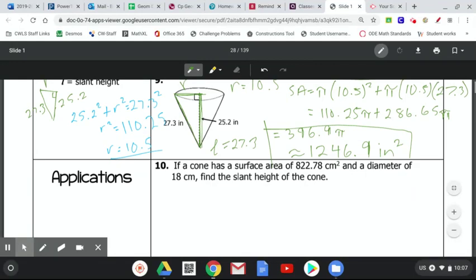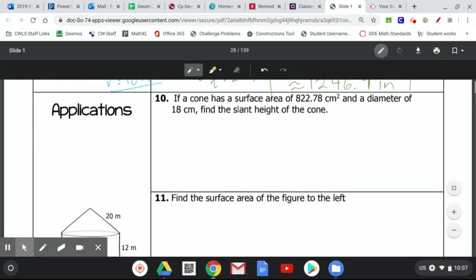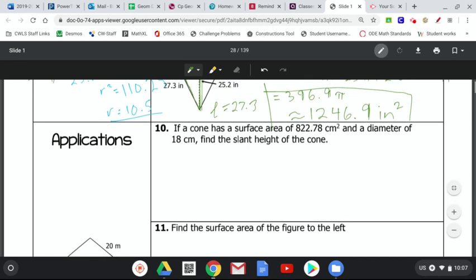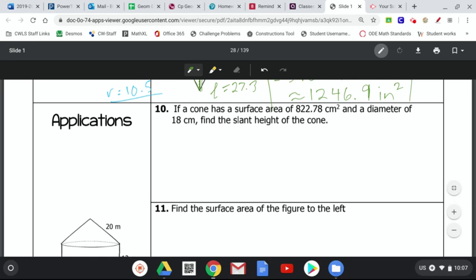All right, so I want to do number 10 with you guys. Number 10 tells you if a cone has a surface area of 822.78 and a diameter of 18 centimeters, find the slant height of the cone. So we've kind of done these before.